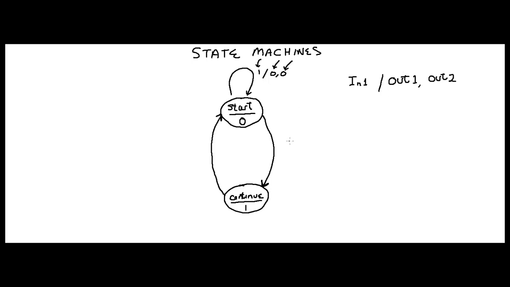Now, for this transition, suppose we draw this, what do you think that means? Well, this means if you're in the start state and in 1 is 0, then it's going to make this transition to continue. Get it? In addition to that, it's going to output out 1 to be a 1 and out 2 to be a 0.